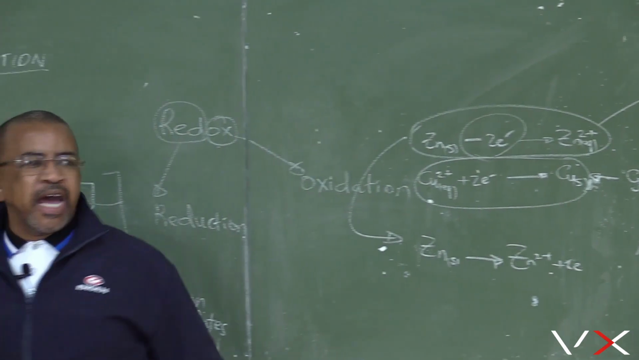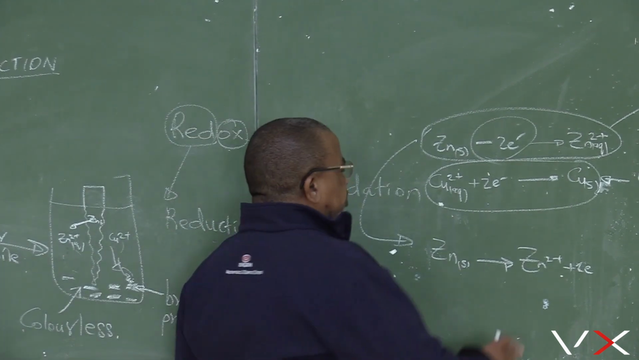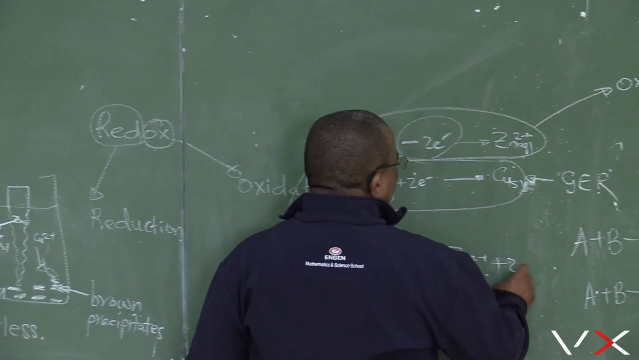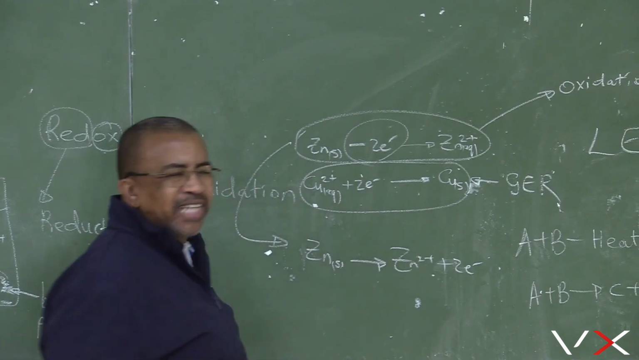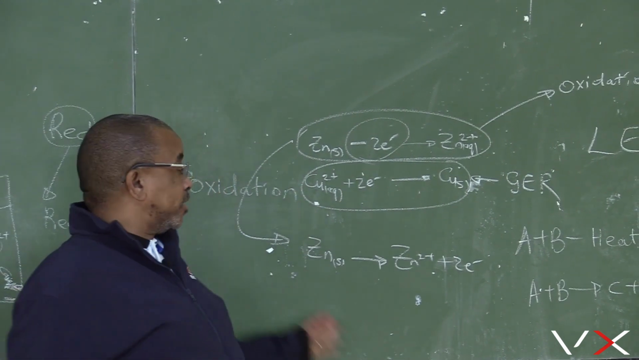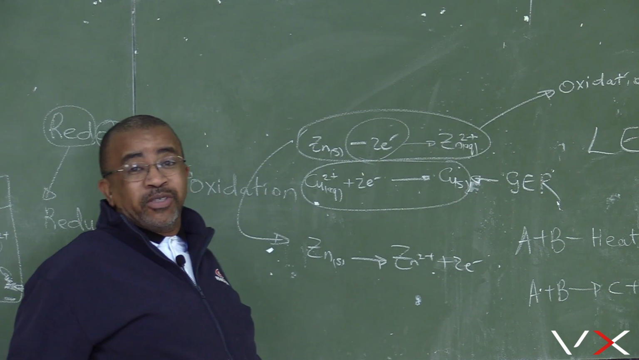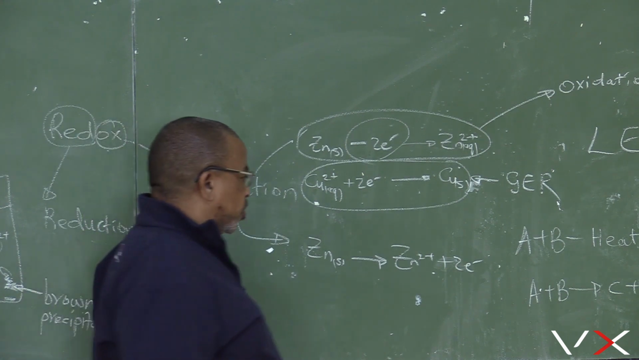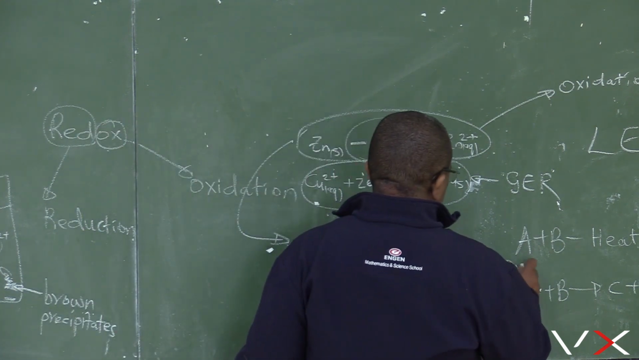When electrons are a product, when electrons are part of the product, when electrons are on the right hand side of the equation, we call that process oxidation.